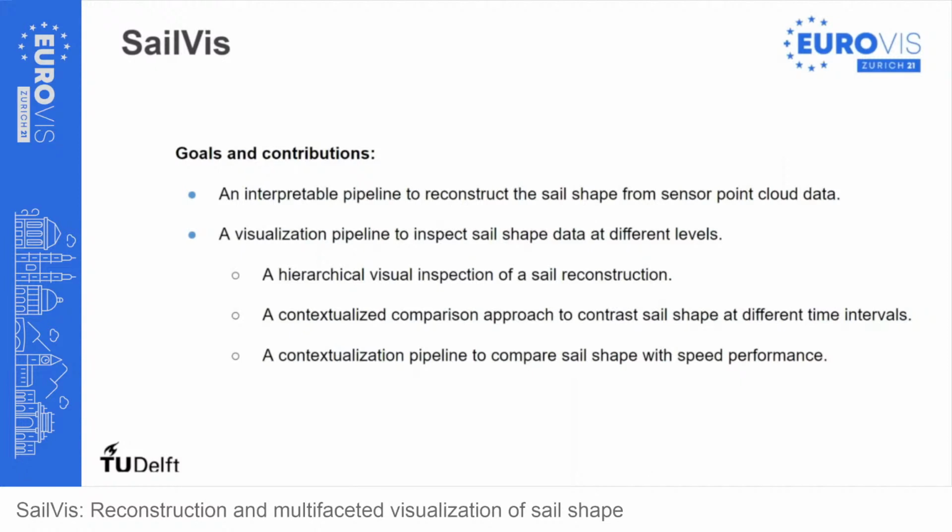The first level is a hierarchical visual inspection of a sail reconstruction. The second level is a contextualized comparison approach to contrast sail shape at different time intervals. The last level is a contextualization pipeline to compare sail shape with speed performance.